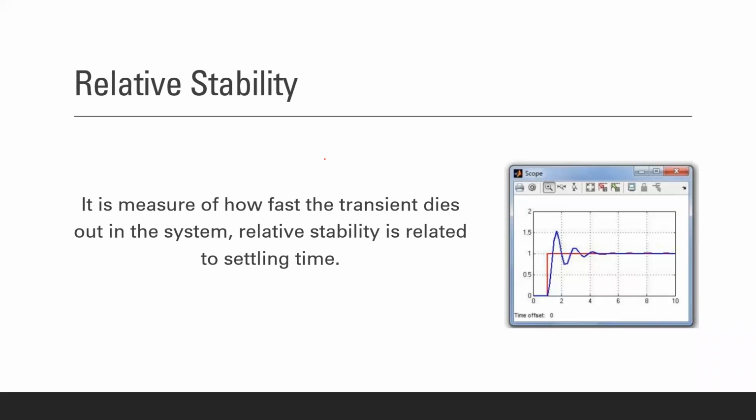Relative stability tells us that once it is established that the system is stable, it is defined how stable the system is. We can see that it is a degree of stability. Another definition is that it's a quantitative measure of the speed with which the response of the system tends to stabilize, or in other words, go to zero.